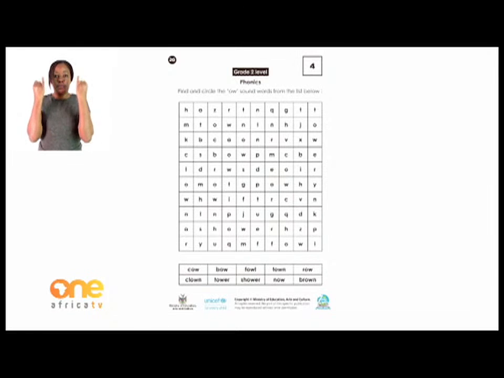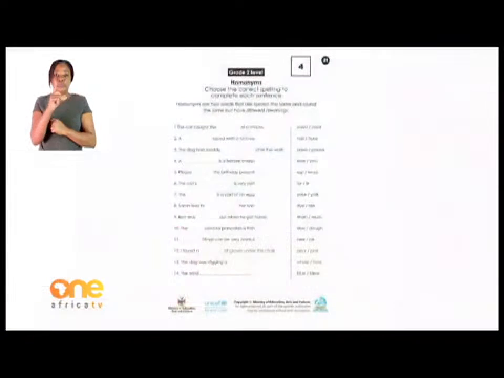The words that you have to search are just below, under the box, under the word search. Cow, bow, foal, town, row, clown, tower, shower, now, brown. So find for me all these words and circle them. I will check with you. That was a quick one, grade 2s. We are not yet done. Let's quickly go to page 21 and see what we can do there as well.